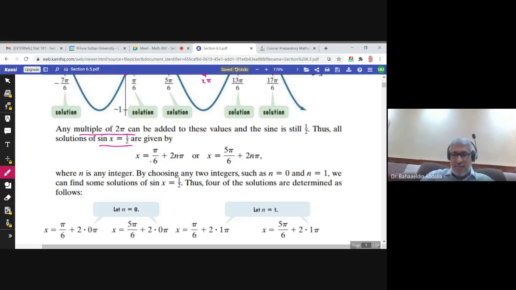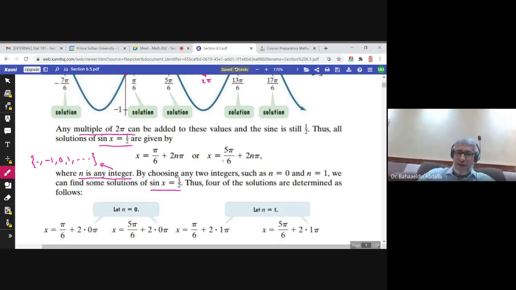So we say that x equals pi over 6 is a solution, and we add 2n pi. So x equals pi over 6 plus 2n pi, where n is any integer. What are the integers? The integers 0, 1, -1, -2, 2, and so on. These are the integers. So you can replace n by any of these numbers. So all of these would be solutions of the equation sine x equals half.